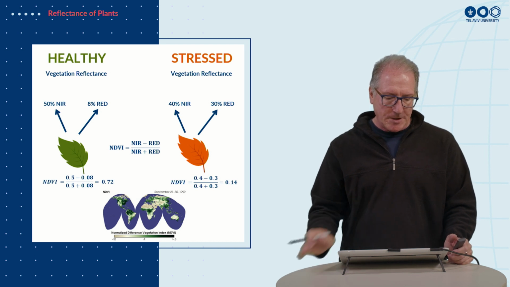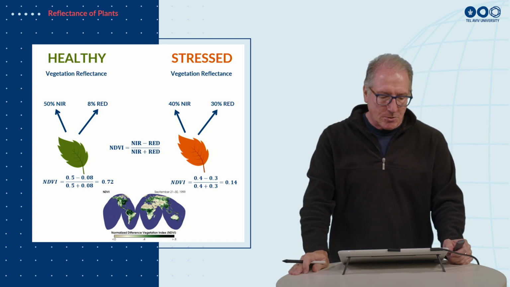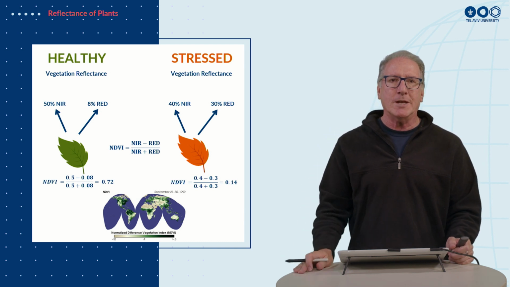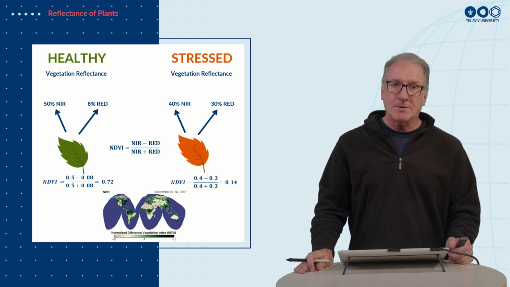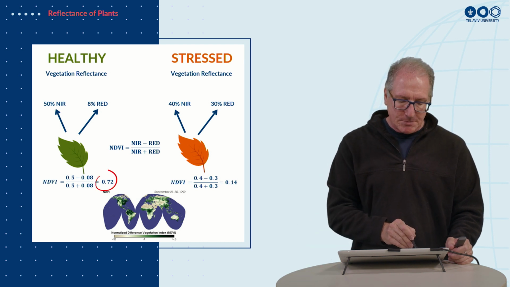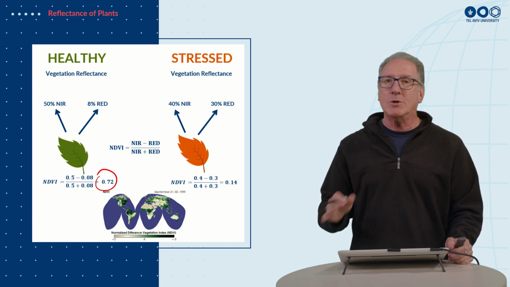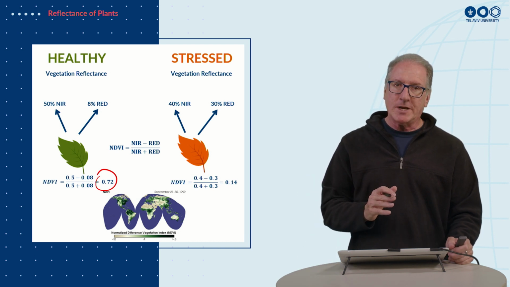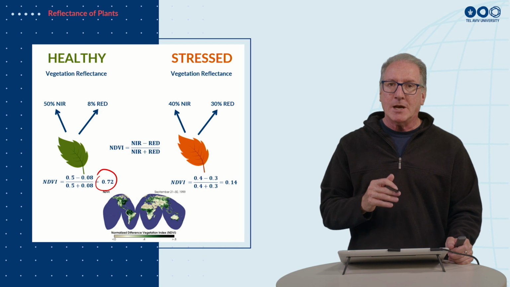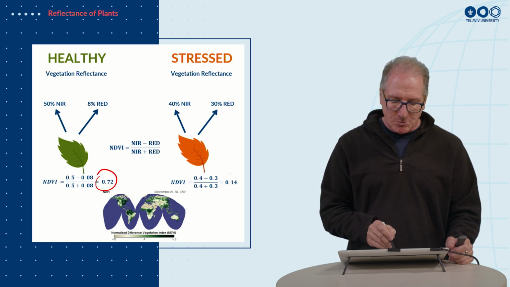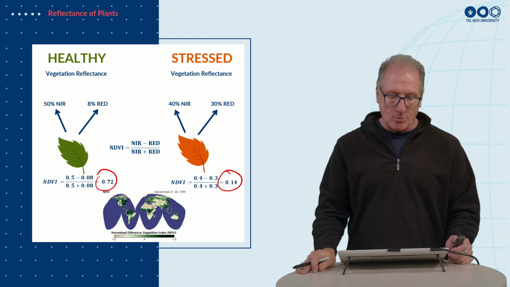If we see a healthy plant, we have about 50% reflection in the near infrared on the green leaf on the left, and only about 8% from the red light. This will give us an NDVI of about 0.72. And if we look at a stressed leaf or vegetation, then we have less reflection in the near infrared, a lot more in the red part of the spectrum, and we'll have a much smaller index, 0.14.